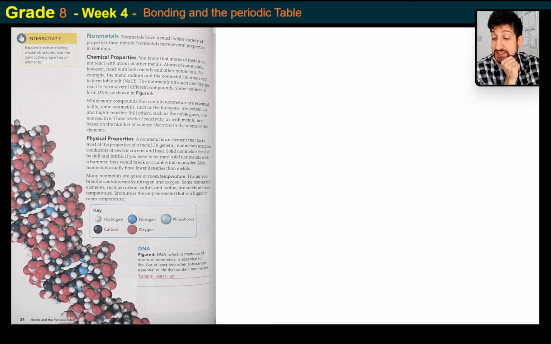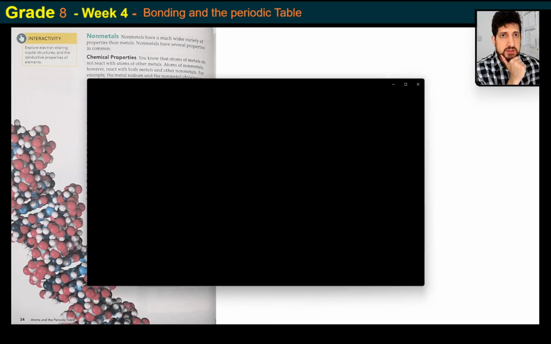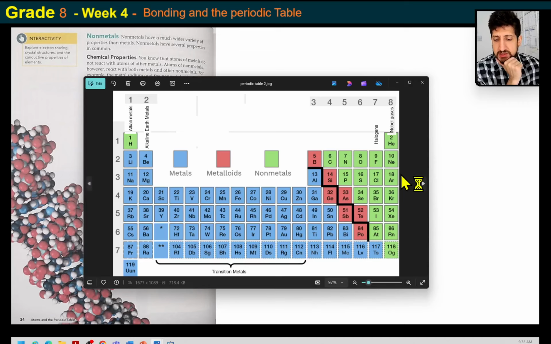Nonmetals, as we've said, are on the other side of the periodic table. Let me just open it. So this is where nonmetals are. As you can see in green, those are the nonmetals, and they are mostly gaseous, with the exception of a few that are liquid, like bromine, but mostly they are gaseous.